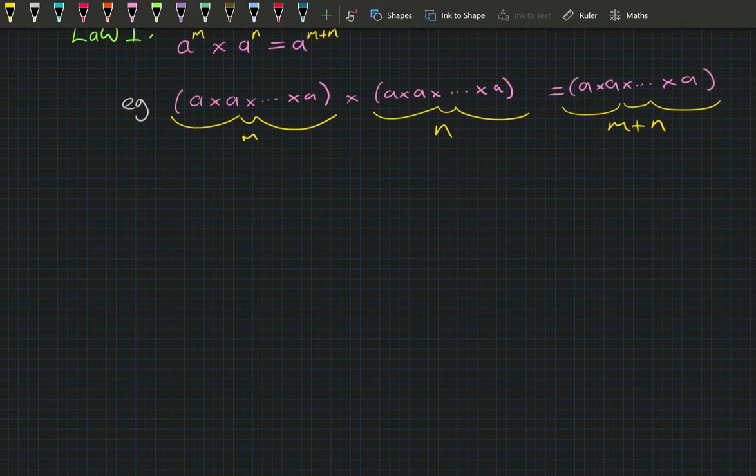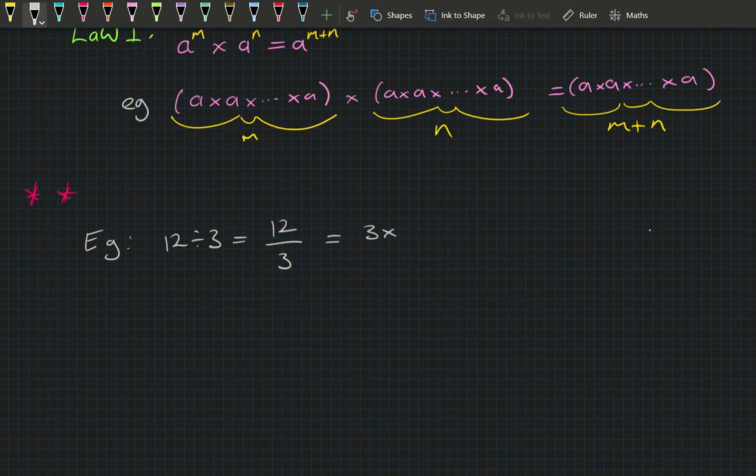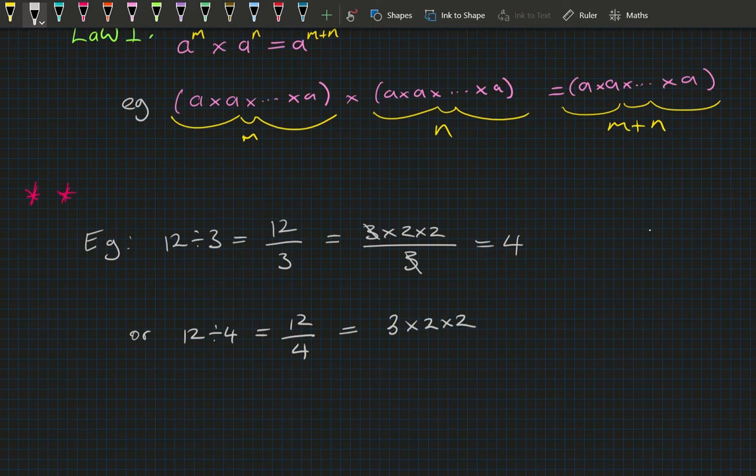Because we can rewrite a division as a fraction and then simplify that fraction, for example, 12 divided by 3 is equal to 12 over 3. In expanding the factors of 12, 3 times 2 times 2, we now have, and then cancelling the 3's, that's equal to 4. Or similarly, 12 divided by 4 equals 12 over 4. And expanding the factors of 12 again, that equals, and then cancelling common factors, that is equal to 3.